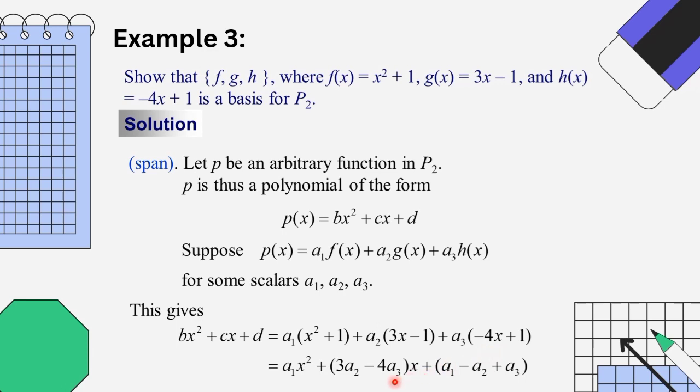So here is just, what do you call this one? Grouping, okay, grouping of similar terms. Okay, we just factor it out. So for the first one, there's no factor. We have a sub 1 x squared plus 3a sub 2 minus 4a sub 3.